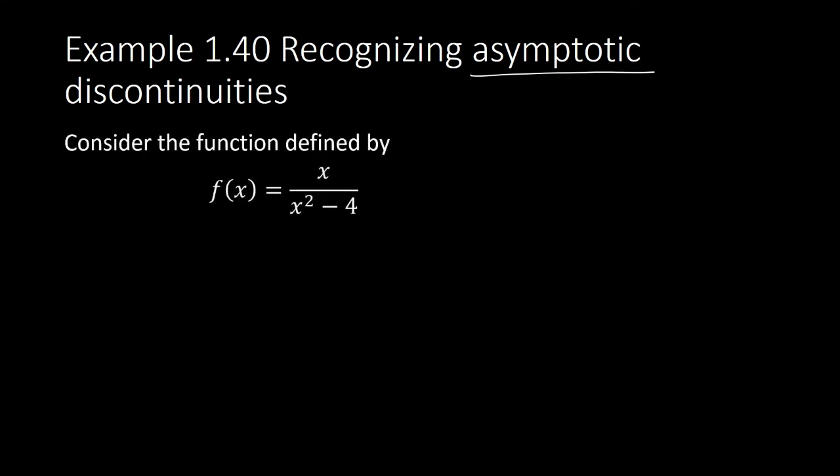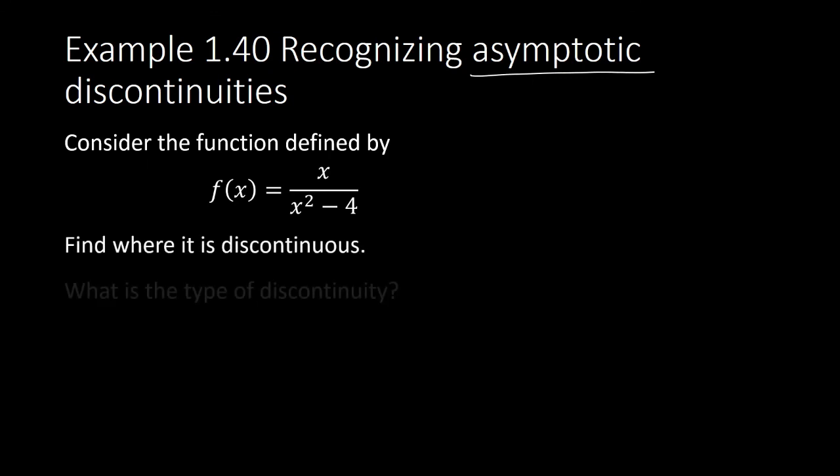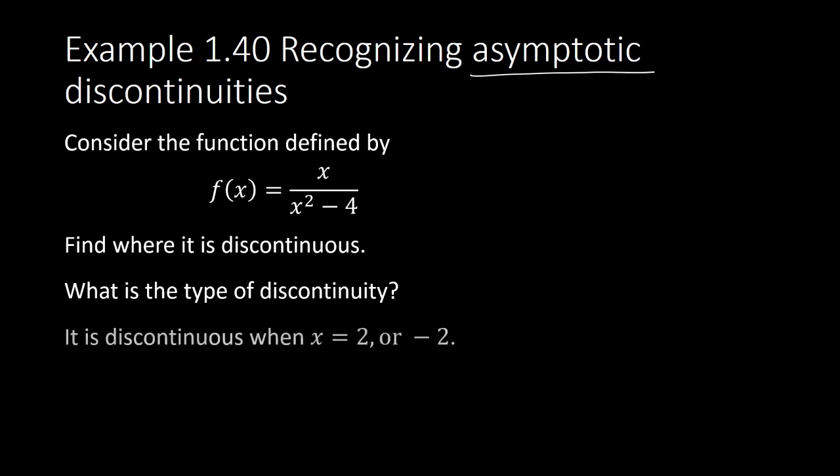Consider the function defined by f of x is equal to x over x squared minus 4. Find where it is discontinuous. What is the type of discontinuity? So right away you can say that this function is not continuous when x is equal to 2 or when x is equal to negative 2 because your function is undefined. Your function does not exist when x is equal to 2 or negative 2.